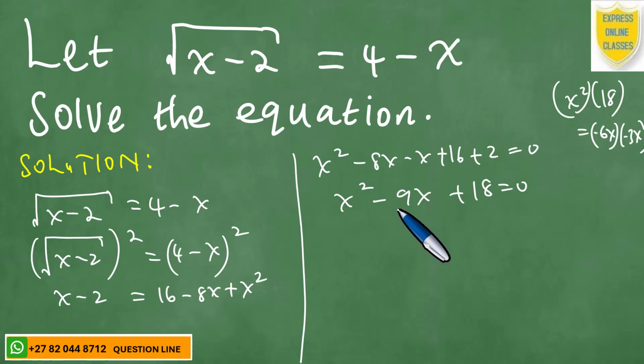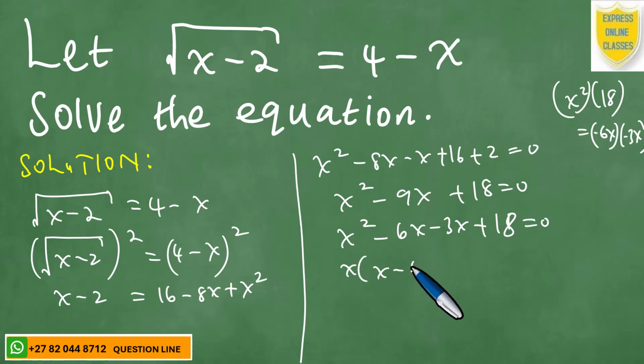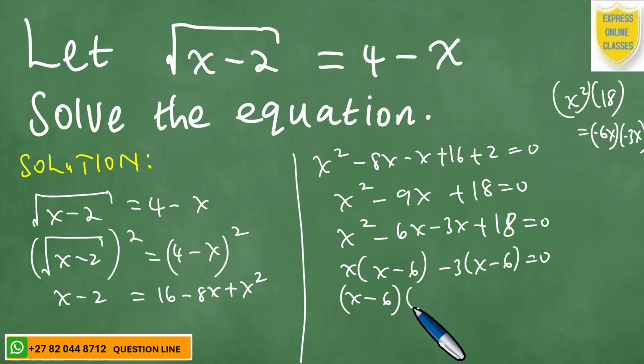We continue. So we have here x squared minus 6x minus 3x plus 18 equals 0. Factor out the x and have x minus 6. Factor out negative 3 and have x minus 6 equals 0. Which is x minus 6 and x minus 3 equals 0. Which means x equals 6 or x equals 3.